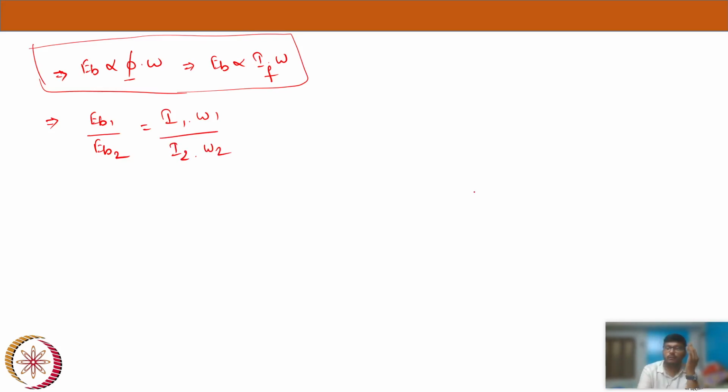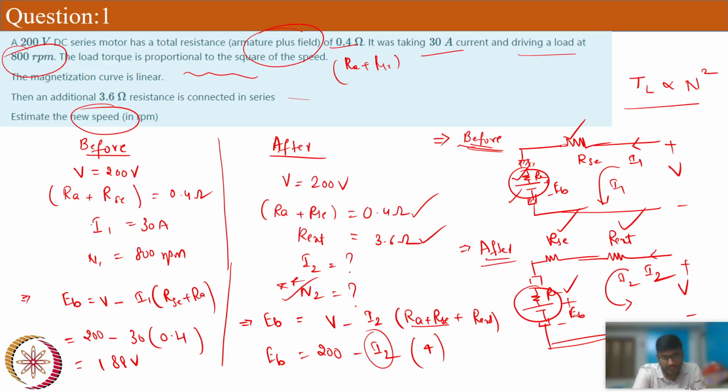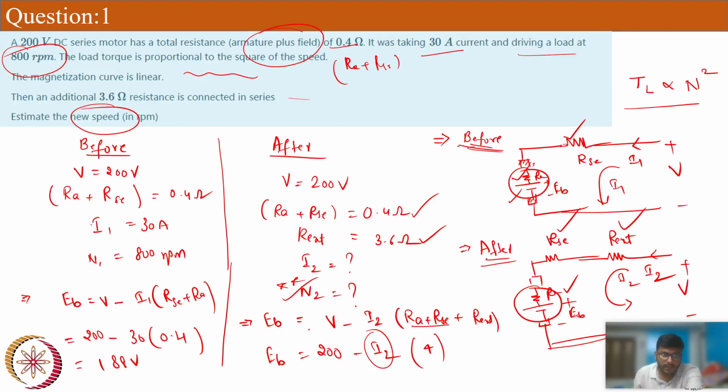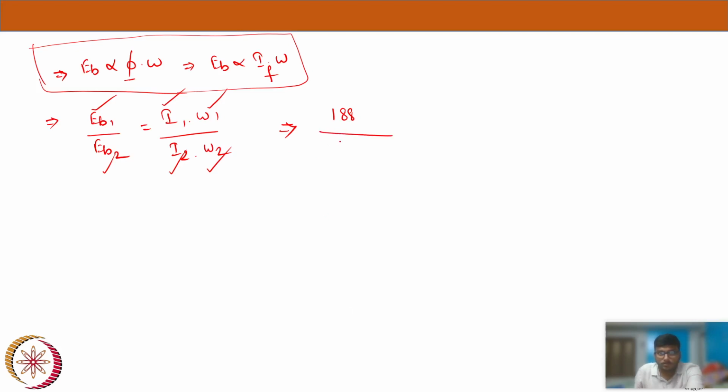Now in this, what do we know and what don't we know? We know omega 1 and I1, we don't know I2 and we don't know omega 2. Omega 2 is what is asked in the question, but we know EB1 and EB2, which we calculated before. EB1 is 188, divided by 200 minus 4 I2.